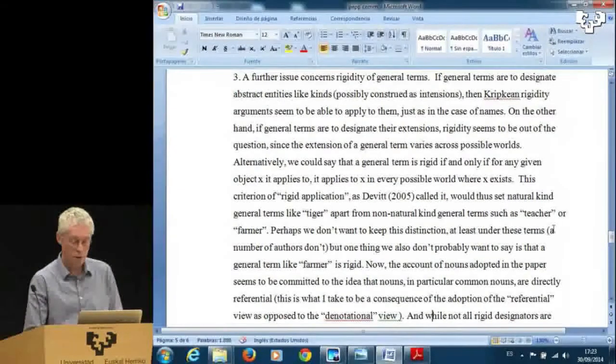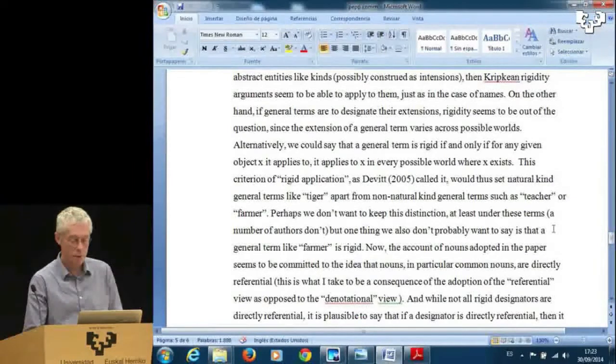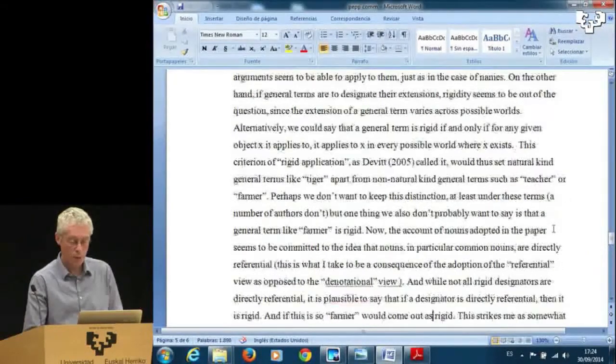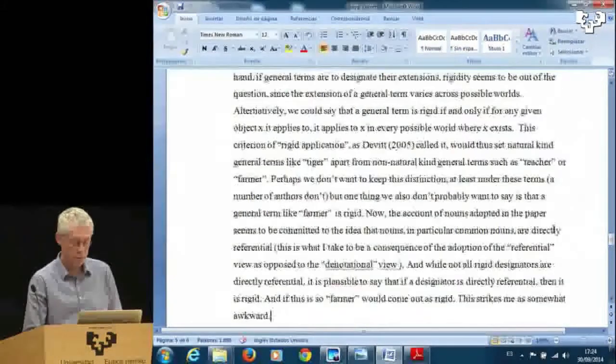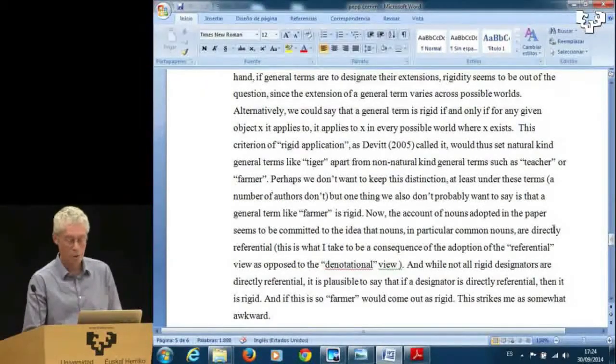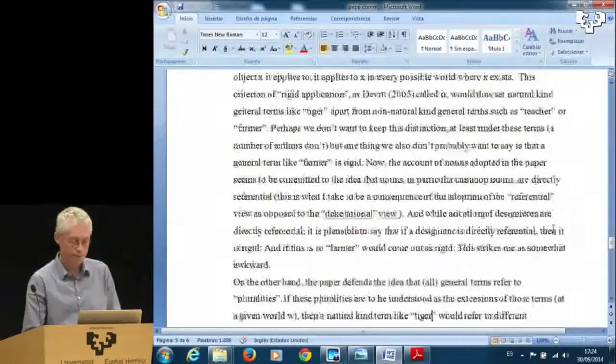This is what I take to be a consequence of the adoption of the referential view as opposed to the denotational view. And while not all rigid designators are directly referential, it is plausible to say that if a designator is directly referential, then it is rigid. And if this is so, farmer would come out as rigid. This strikes me as somewhat awkward.